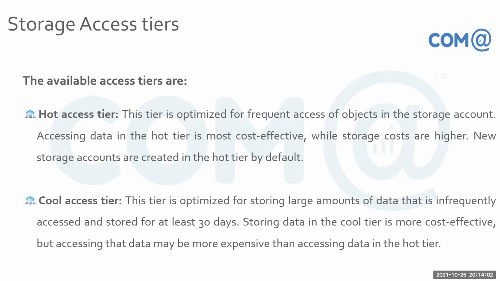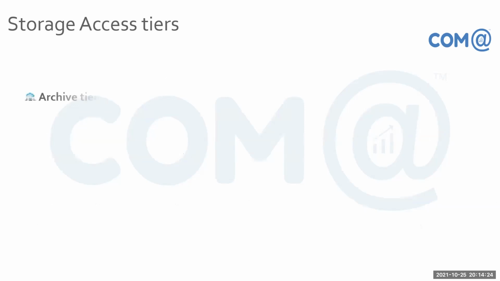And speaking about the cool access tier, any data which is not frequently used, something like your archival data or your backup data, for those kinds of storage requirements you can go with the cool access tier. And basically these kinds of storage are cheaper compared to the hot access tier.